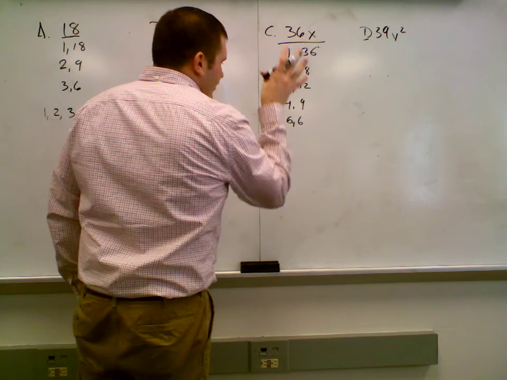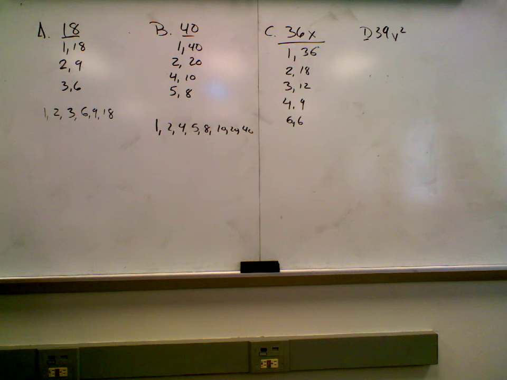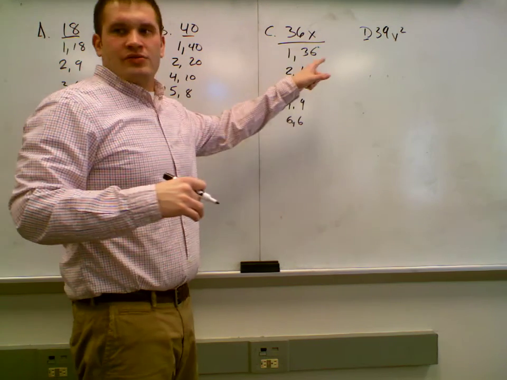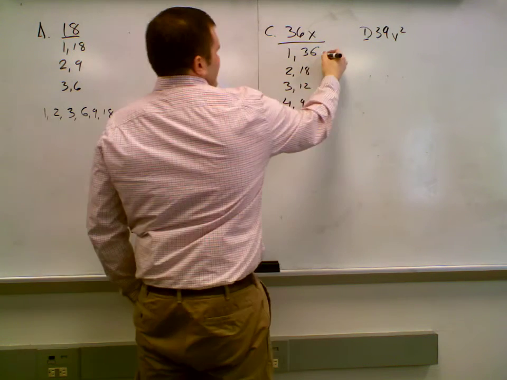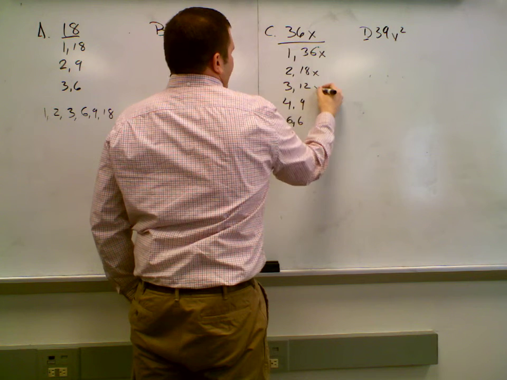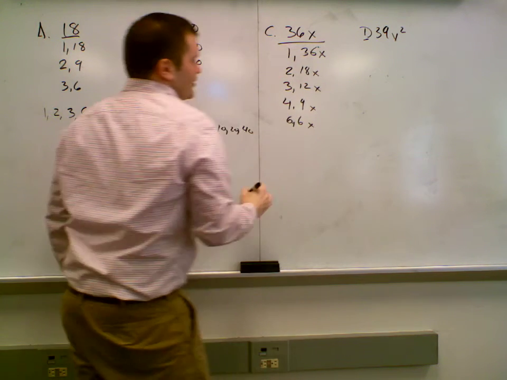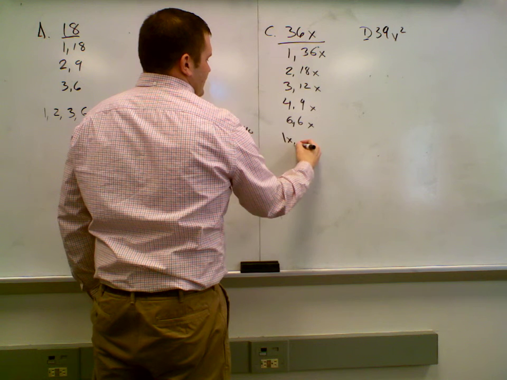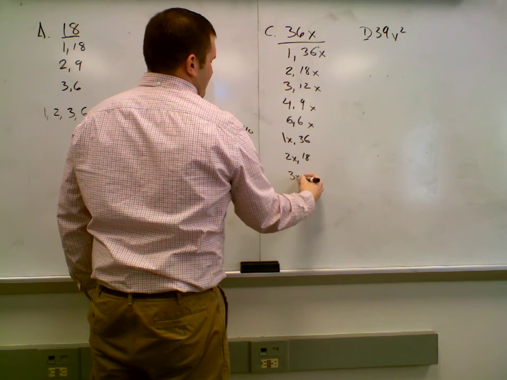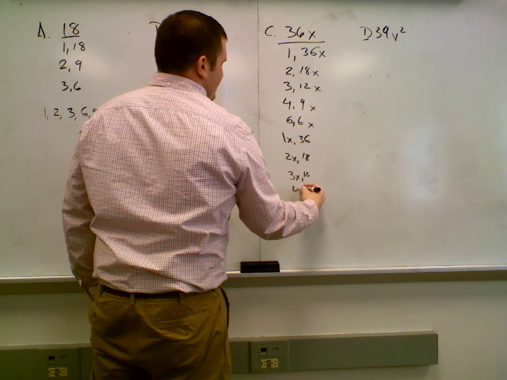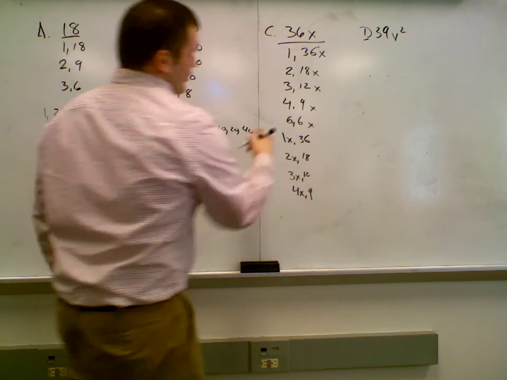Now, these are not the factors of 36x. They are the factors of 36. So if I'm going to include the x, I can add an x to everything on my right side, and then I need to add an x to everything on the left side. So you have to write it twice. You don't need to write 6 twice though.